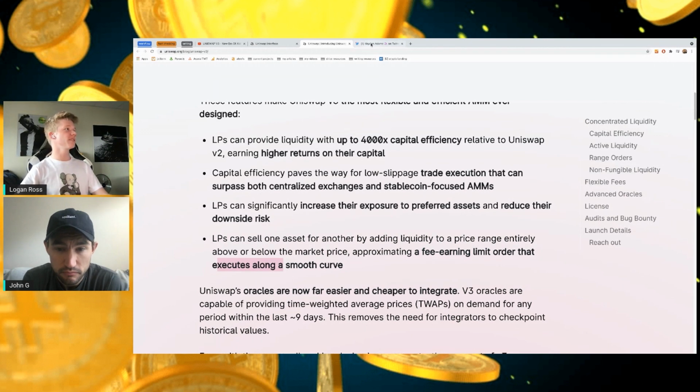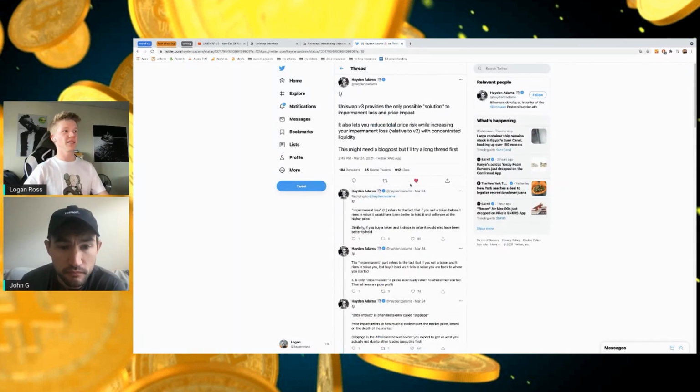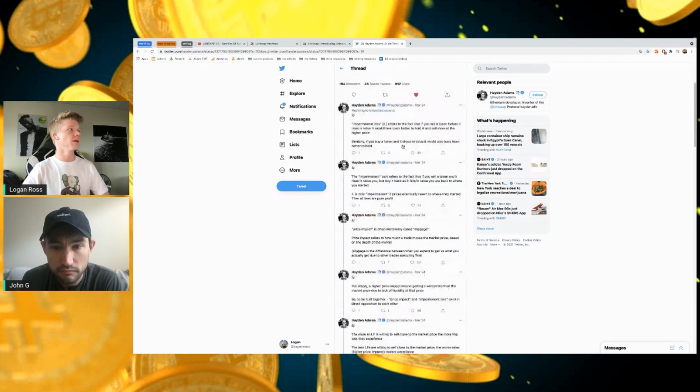So I'm just going to hop over to this Twitter thread that Hayden Adams, the creator of Uniswap, made. And I think that this does a good job of getting into the technical details. Okay, so Uniswap v3 provides the only possible solution to impermanent loss and price impact. It also lets you reduce your total price risk while increasing your impermanent loss relative to V2 with concentrated liquidity.